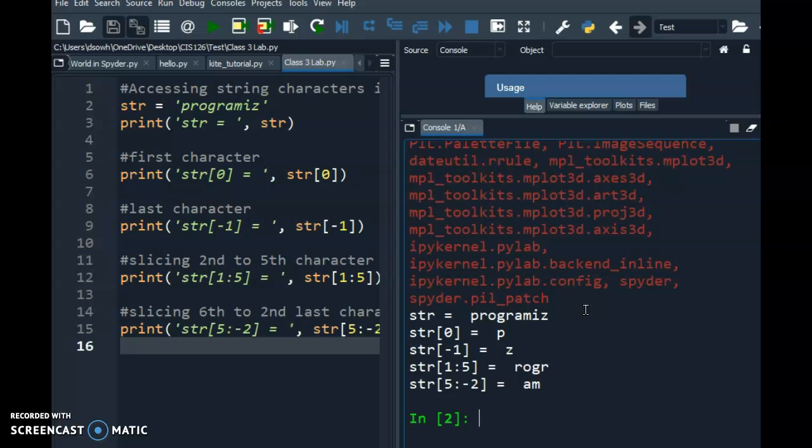Yeah, zero. P, because P is the first letter. Minus 1, it gives a Z. Yeah. One through 5. Oh, GI. Yeah. DR. Yeah.